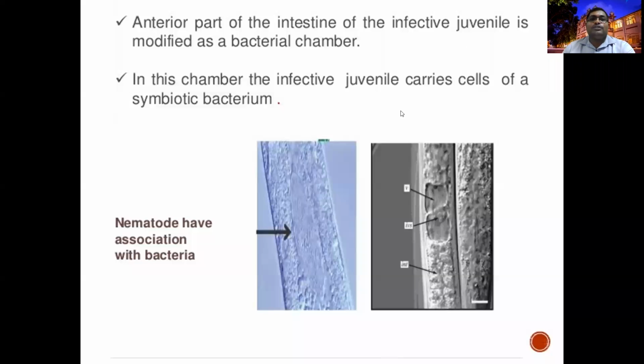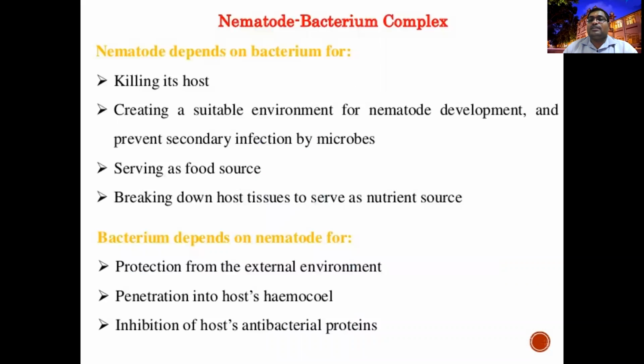We will continue. The anterior part of the intestine of the infective juvenile is modified as a bacterial chamber, like Rhizobium modifies the root into galls. If the intestine is modified into a chamber, in this chamber you can see the bacteria. That is what we call a close association. This association we call a symbiotic relationship.